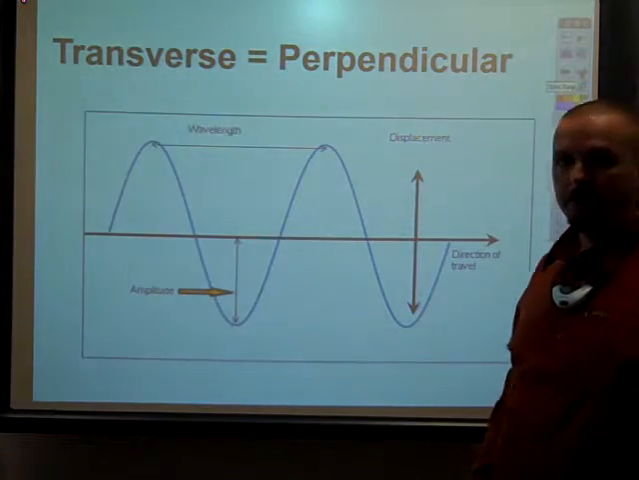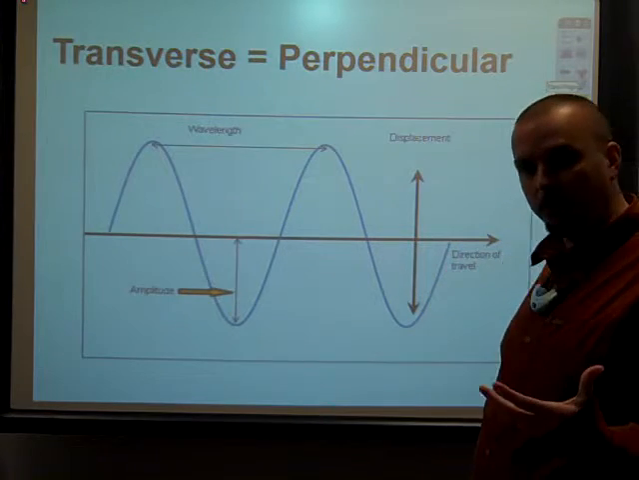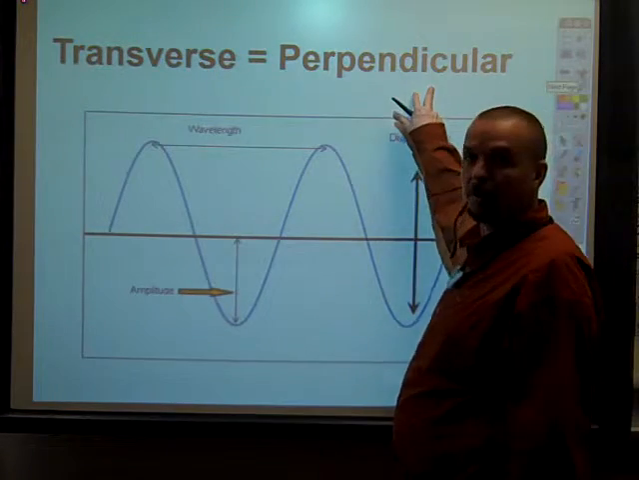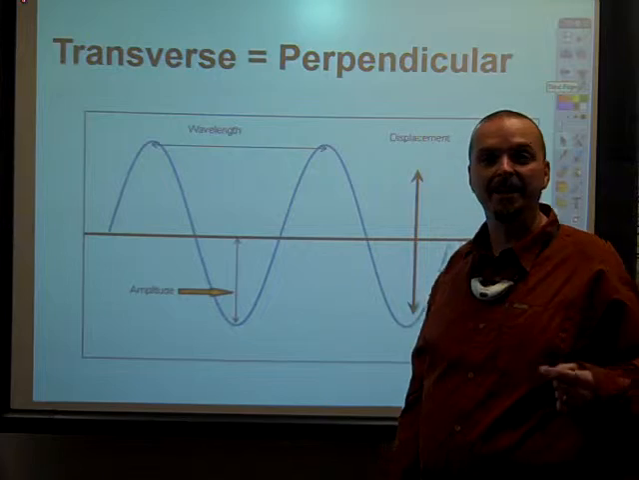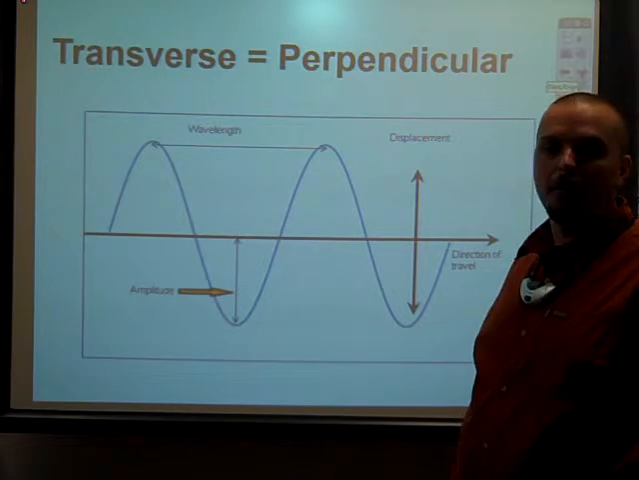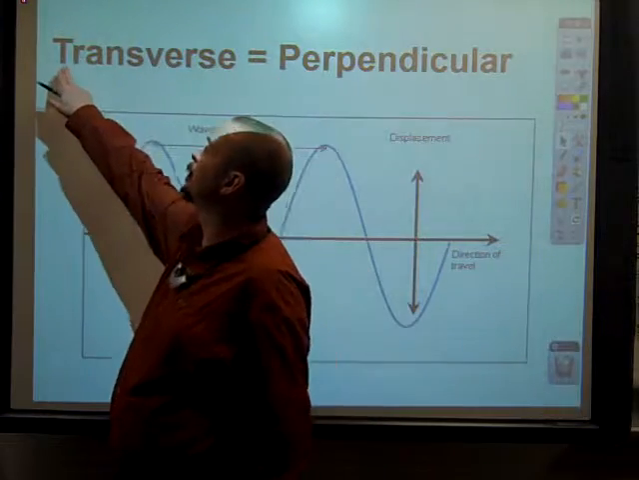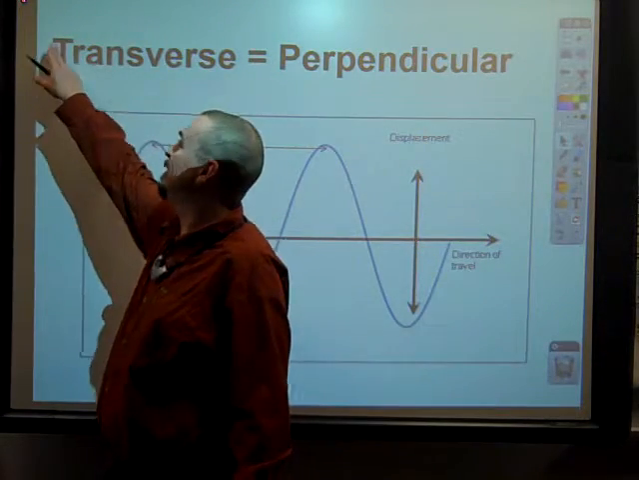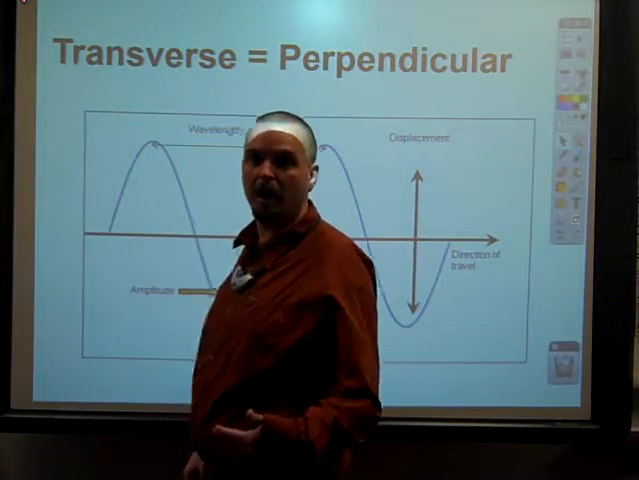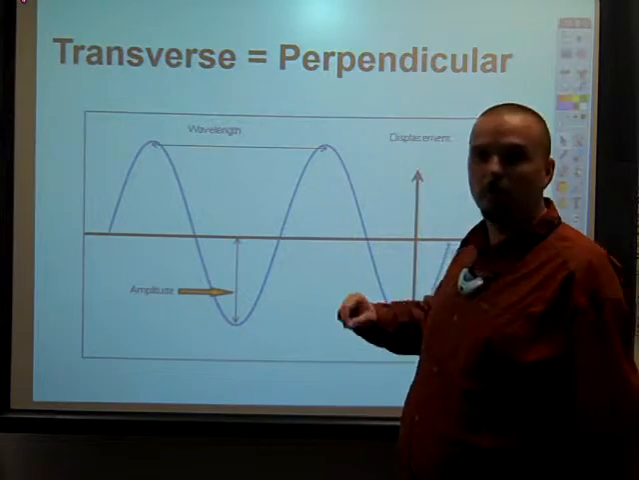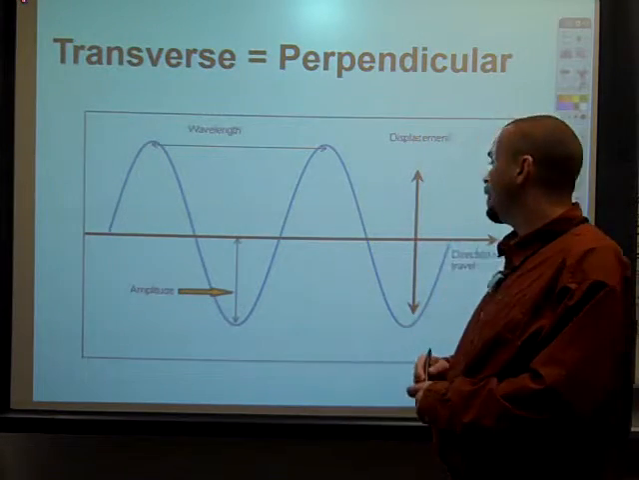In the transverse wave, the motion of those two things are perpendicular. Perpendicular means 90-degree angle. The way I always tell my students to remember that is to look at the first letter in the word transverse. It's a T, perpendicular lines. Transverse are the perpendicular type waves.